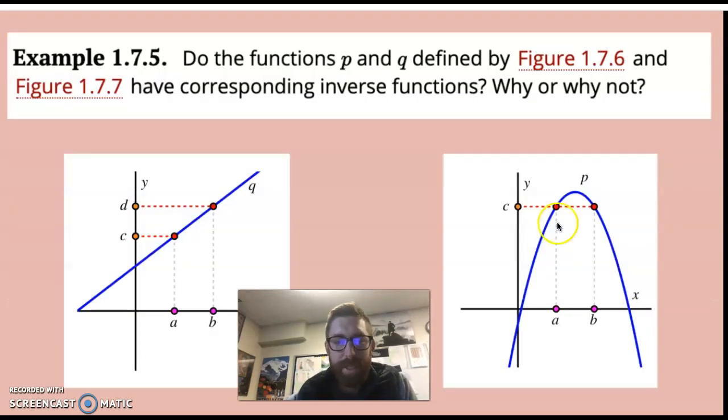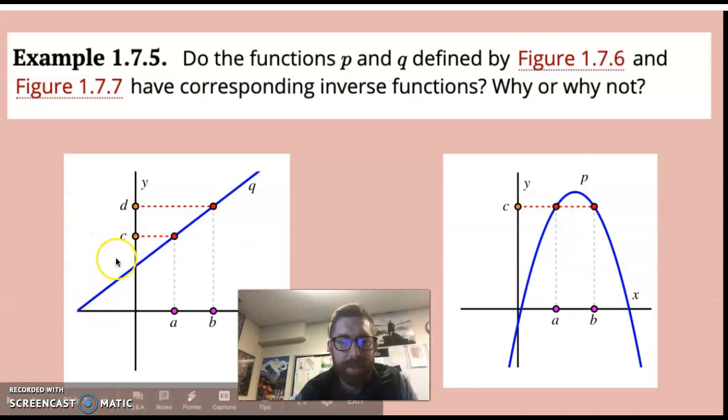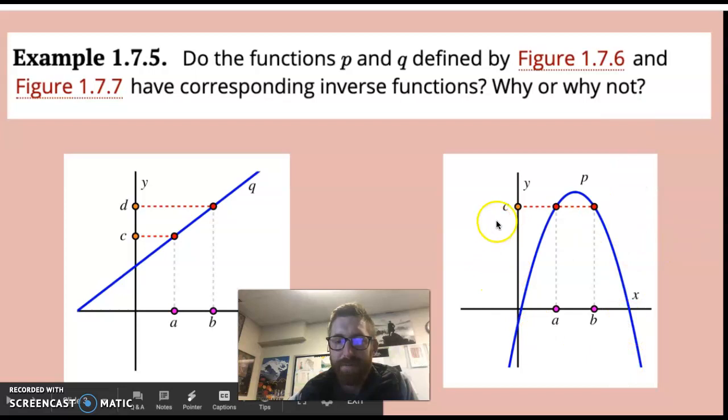So if we look back to here, I could see that this one, because this is my original graph, is a function, passes the vertical line test, and its inverse is also a function because it passes the horizontal line test. This one, on the other hand, is a function, passes the vertical line test, but its inverse is not a function because it doesn't pass the horizontal line test.